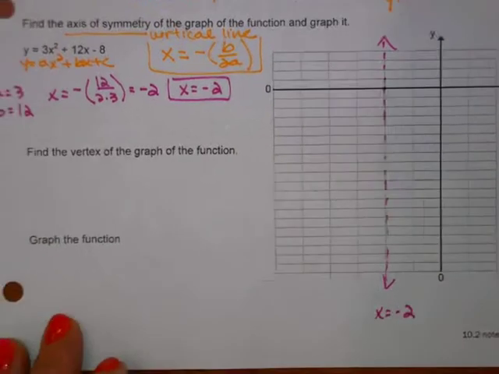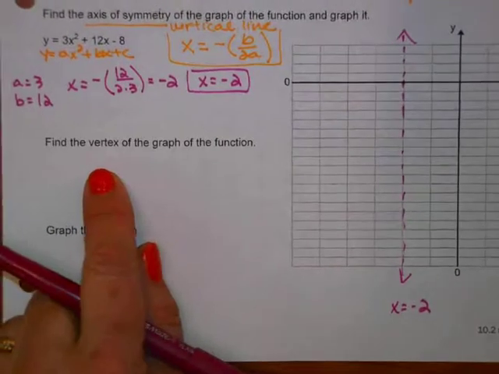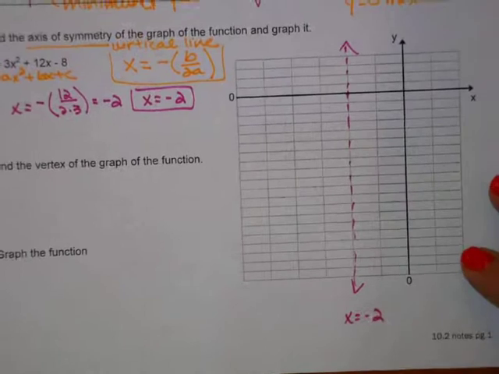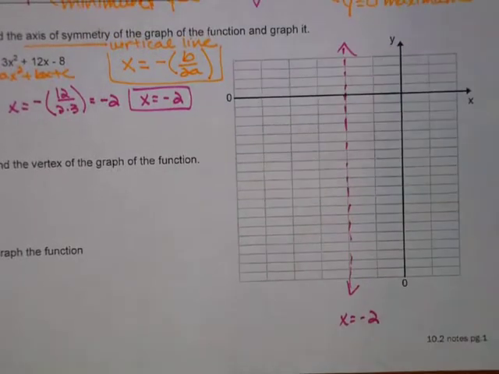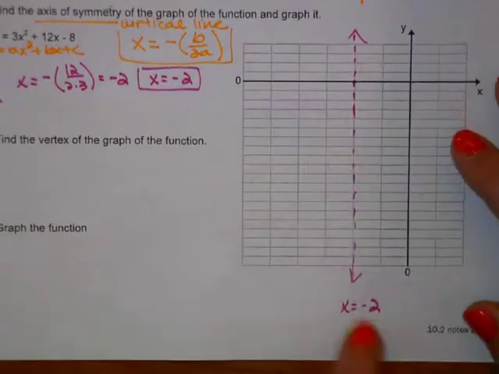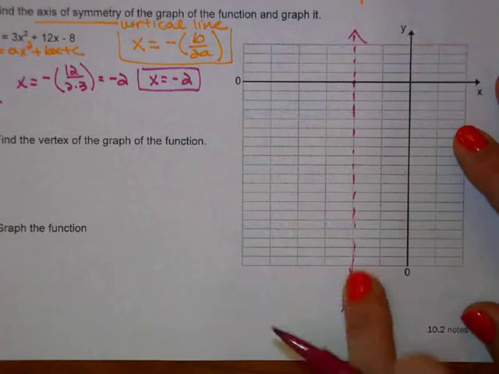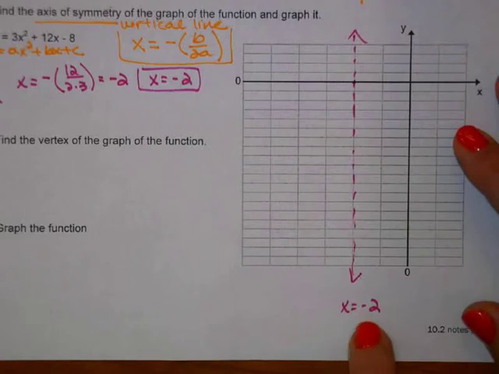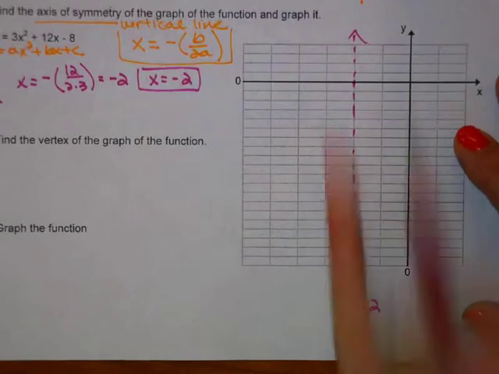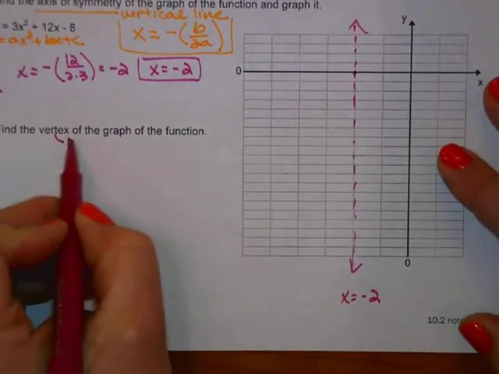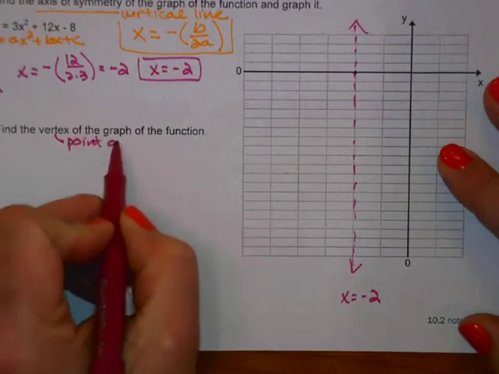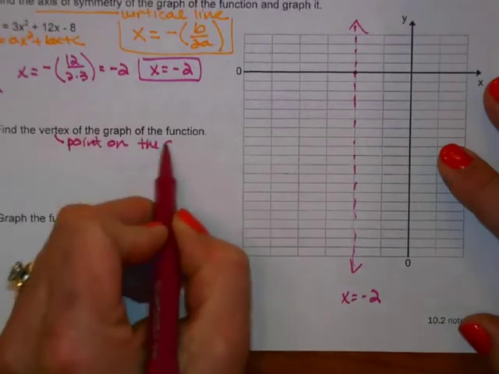Now we've got to find the vertex. The vertex sits on this line, doesn't it? Always on a parabola. We don't know where it's at, but any point on this line is going to have an x-coordinate of what? Any point on that line is going to have an x-coordinate of negative 2. So the vertex is a point on the axis of symmetry.